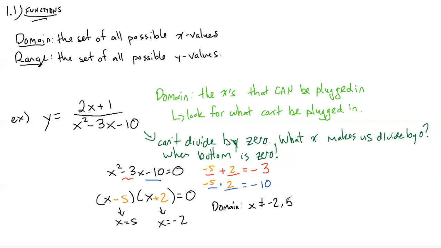If you like your intervals, and I think some of the homework's going to make you write these as intervals, we would basically write -infinity to -2, so everything up to but not including -2, and then -2 to 5, and then we have to skip over 5 as well, so 5 to infinity. So it's like your whole real number line, -infinity to infinity, and then we have to hop over -2 and then hop over 5, and that's what this is doing here in the interval notation. So that's our domain.